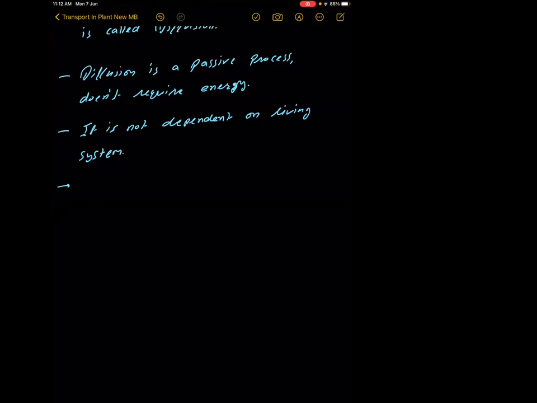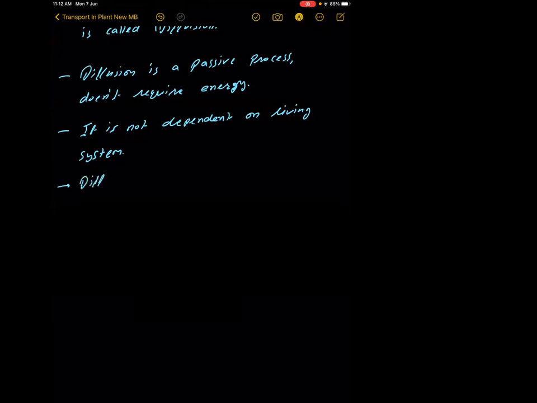Otherwise, we'll use the term translocation. If short distance movement occurs, that is called diffusion. If it is long distance movement in the plant body, that is called translocation. Transportation in humans is called blood transportation, but in plants it is called translocation.